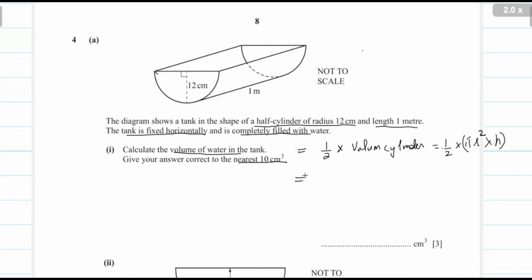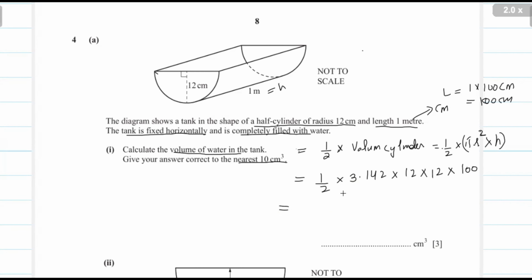Now we substitute the values. 1/2 is written as it is, pi is 3.142, the radius is 12 centimeters, so 12 multiplied by 12, and the height is 1 meter. Look here, the length is given in meters, so we convert it into centimeters. The length will be equal to 1 multiplied by 100, which is 100 centimeters. This is the height, and this height is 100 centimeters.